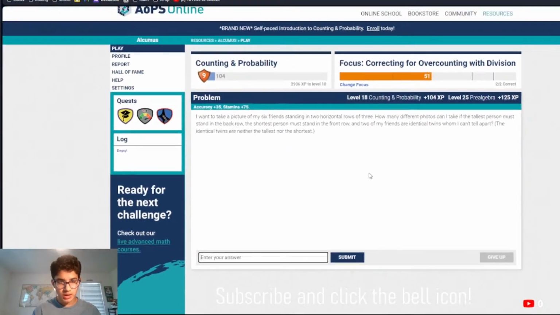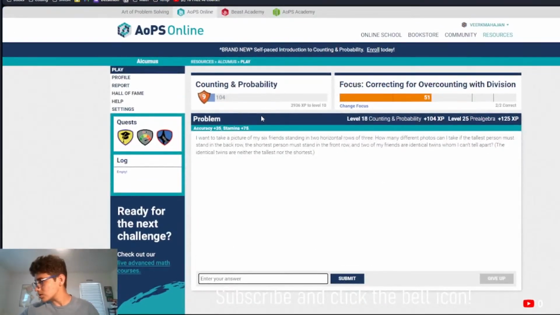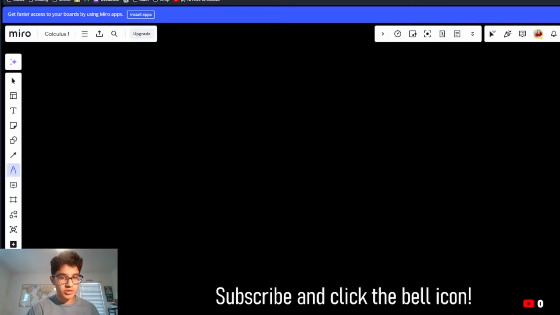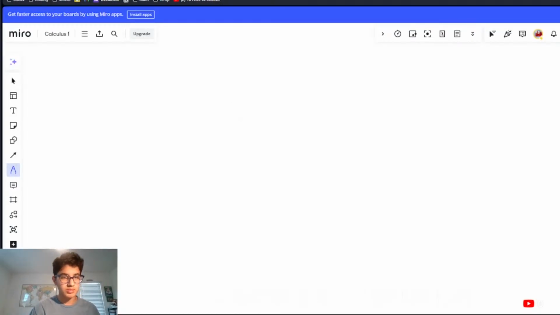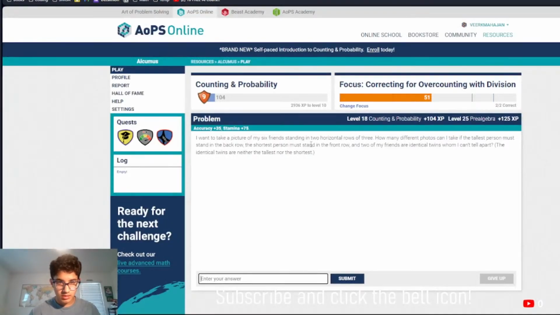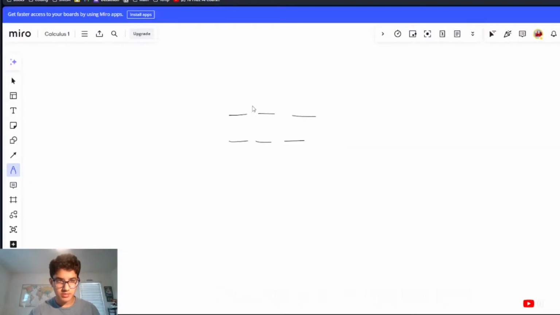So let's start here. I want to take a picture of my 6 friends standing in 2 horizontal rows of 3. Okay, so obviously I'll put some of the work on the whiteboard here because I need to show that. So basically there are 2 horizontal rows of 3, right? So one, two, three, 1, 2, 3. How many different photos can I take if the tallest person must stand in the back row, the shortest person must stand in the front row, and 2 of my friends are identical twins? And the identical twins are right in the middle.